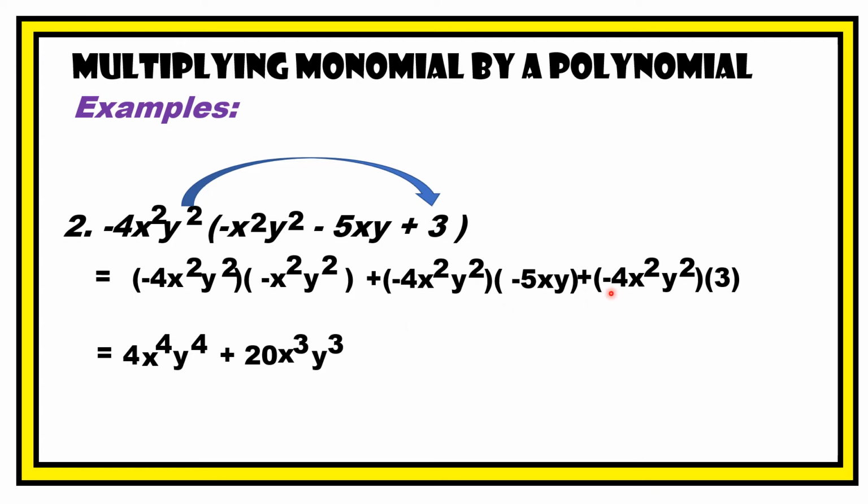Next is negative 4x squared y squared times 3. So negative 4 times 3 is negative 12. Then copy natin yung x squared y squared. So this is now the final answer.